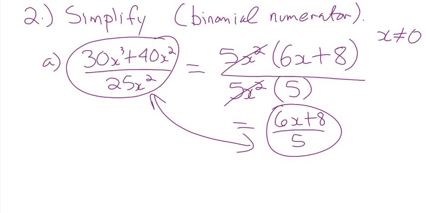You can't plug 0 in, right? Because 0 makes this undefined. Although 0 is fine here, that'll just be 8 over 5. So you put a 0 in here, you get a value, here you don't. But we will say these are the same, but there is a restriction, which is that x cannot be 0. Okay, questions? Let's do the next one.